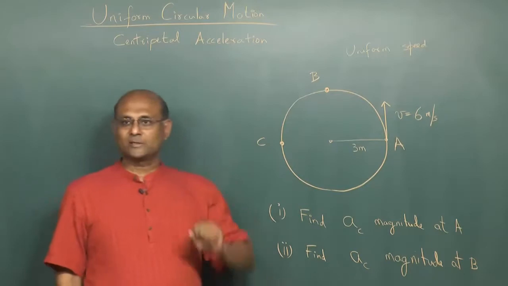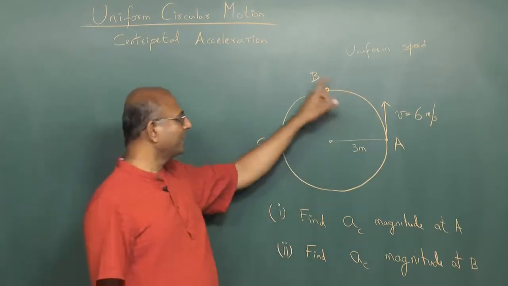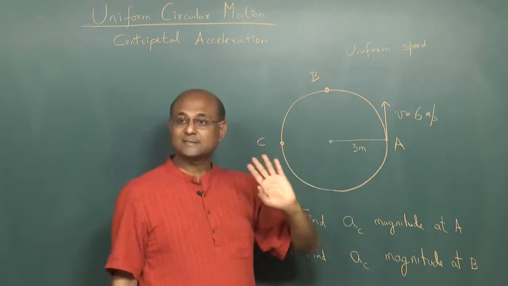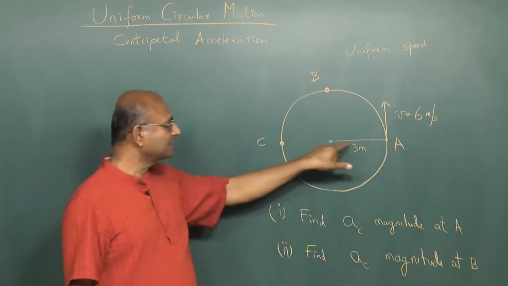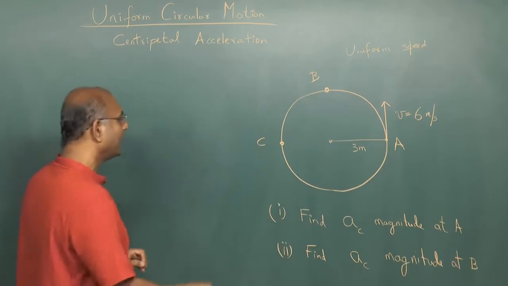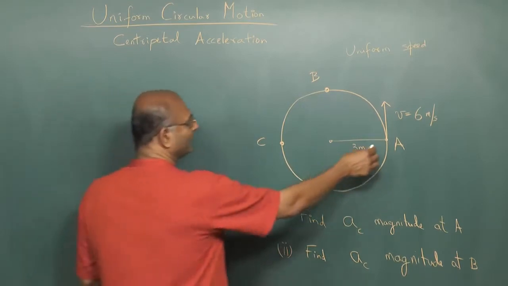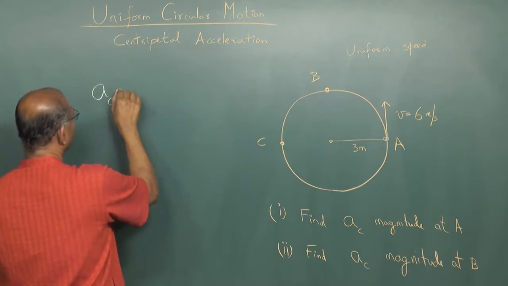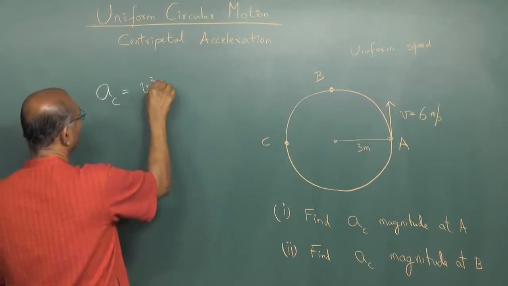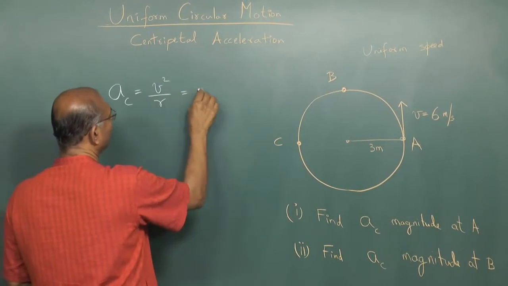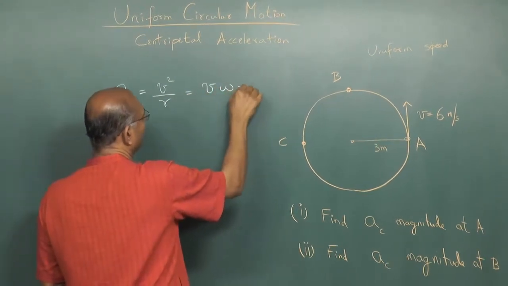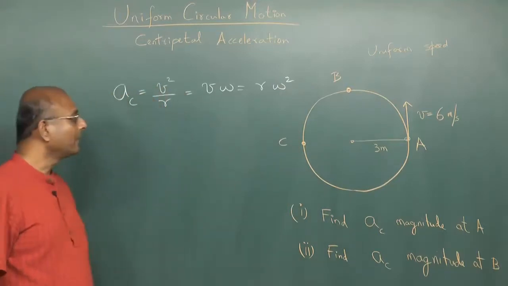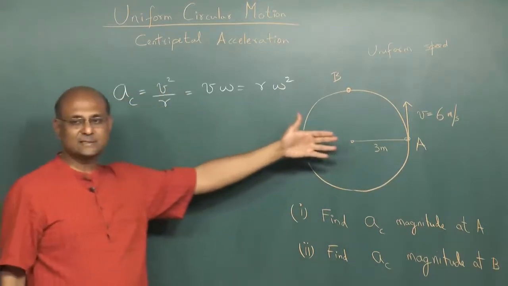Now let us look at this question. There is a particle that is going around in a circle with uniform speed of 6 meters per second. It is moving in a circle of radius 3 meters. And we want to find the acceleration magnitude at A. Well, what is the acceleration? You can use v square by r. You can also use v omega. You can also use r omega square, and you should always get the same answer. Now v square by r in this case is the easiest.